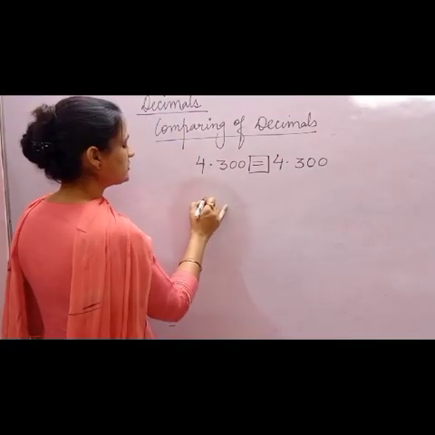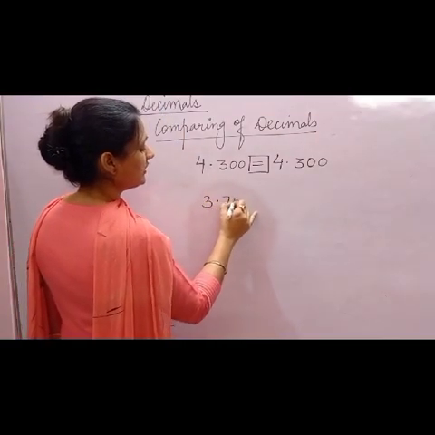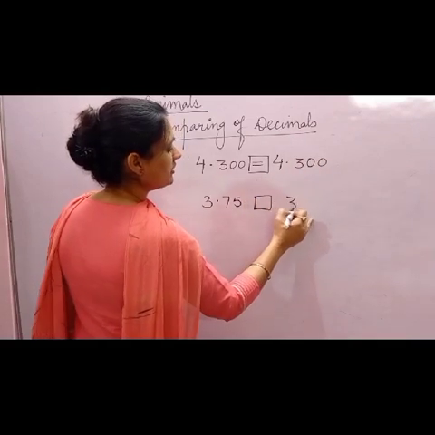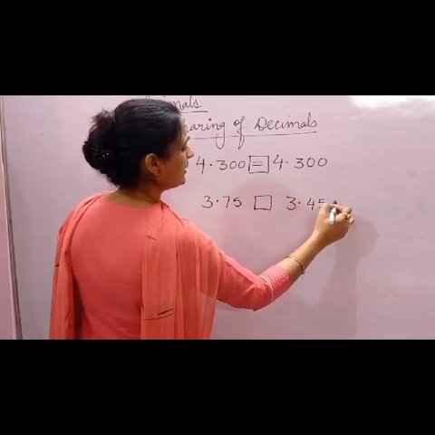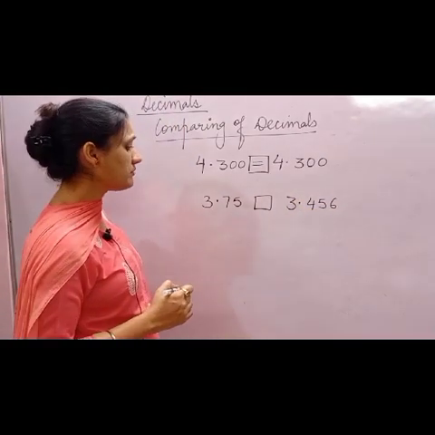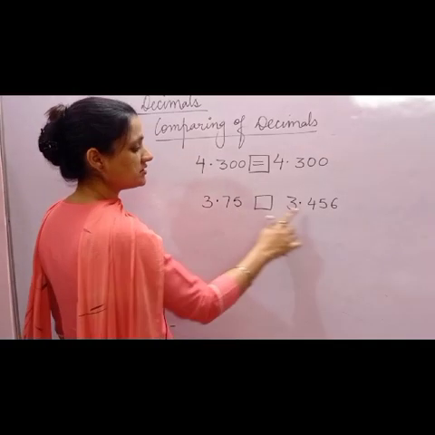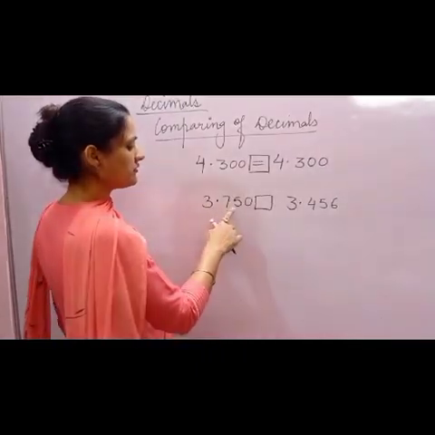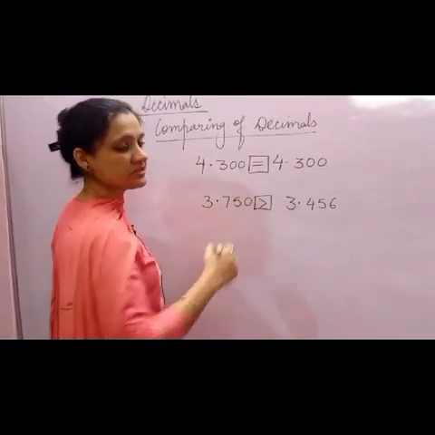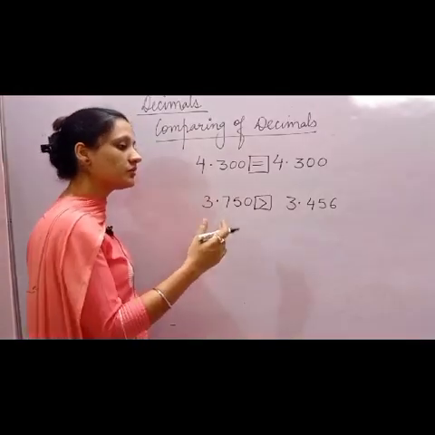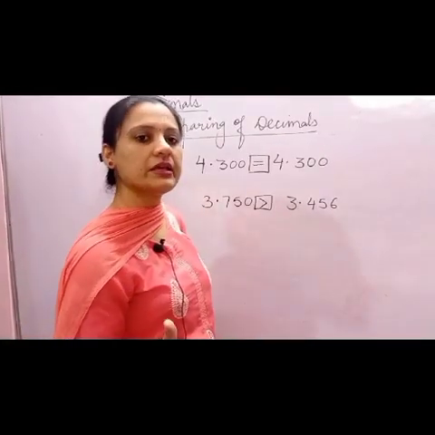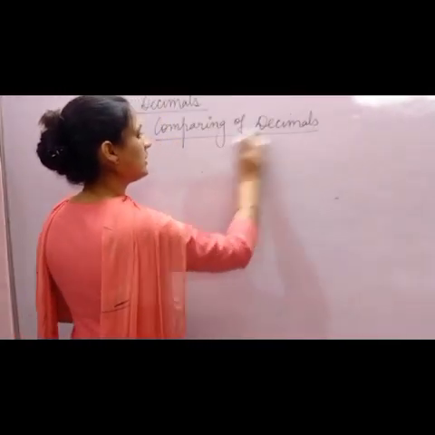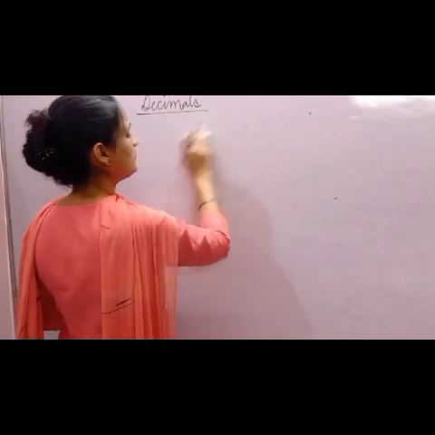For example, if it is given 3.75 and here it is given 3.6456. Now again you will see, ma'am, they are unlike, because here 2 digits, here 3 digits. Let us make it 3. Now tell me which one is greater, 3750 or 3456? Of course you will say this one. So this is how we can convert them to like, and then we can easily compare. In a similar way, we arrange them in ascending and descending order also. Understood, everyone? Let us move ahead.